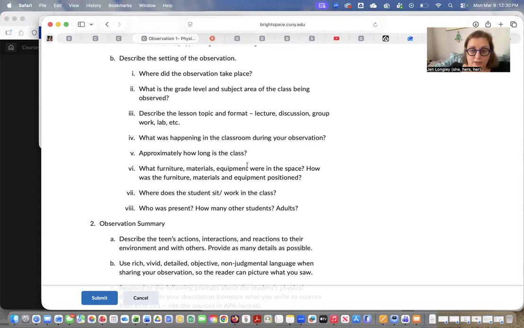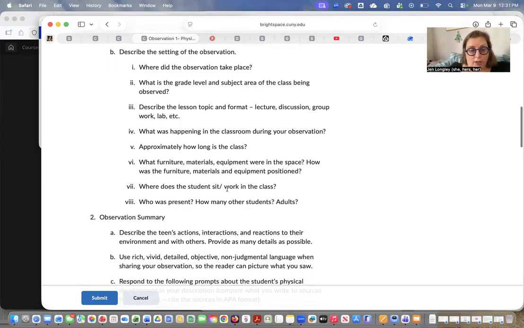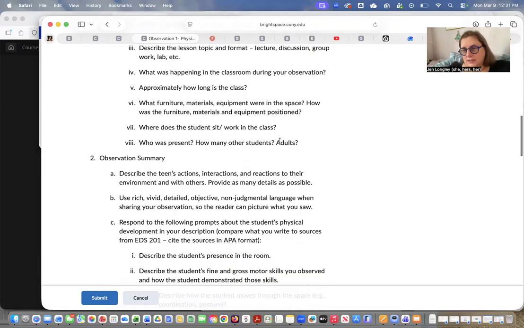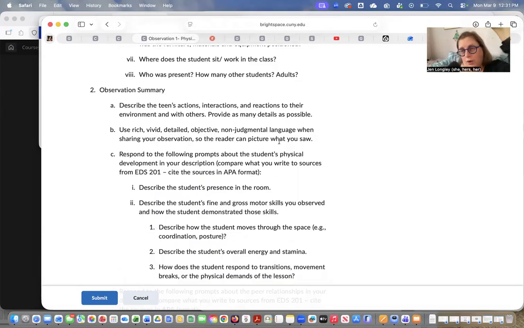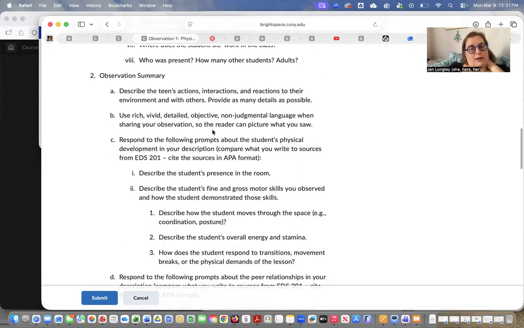What furniture, materials, and equipment are in the space, and how is everything arranged? Where does the student sit or work, and who else is present? How many students? How many adults? Do the students work at tables? Do they work at desks in rows by themselves? And then describe the teen's actions, interactions, and reactions to their environment and with others. Provide as many details in an objective, non-judgmental way as possible. Use rich, vivid details that are objective, with non-judgmental language, sharing what you saw so the reader can picture it.